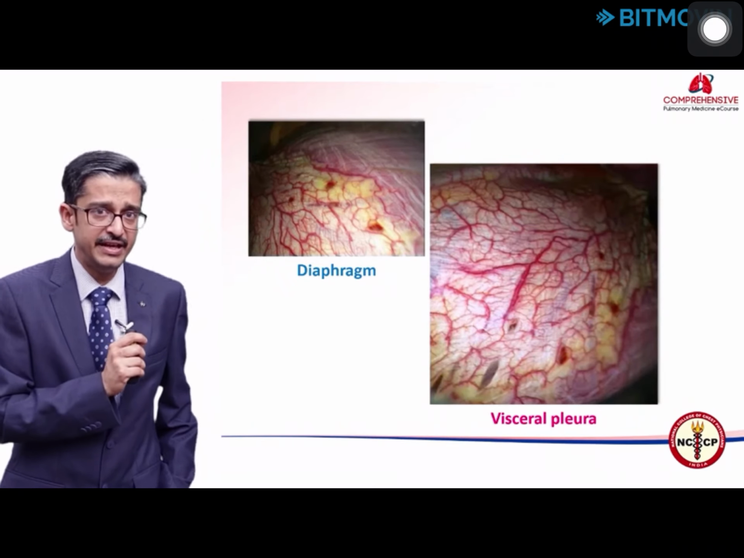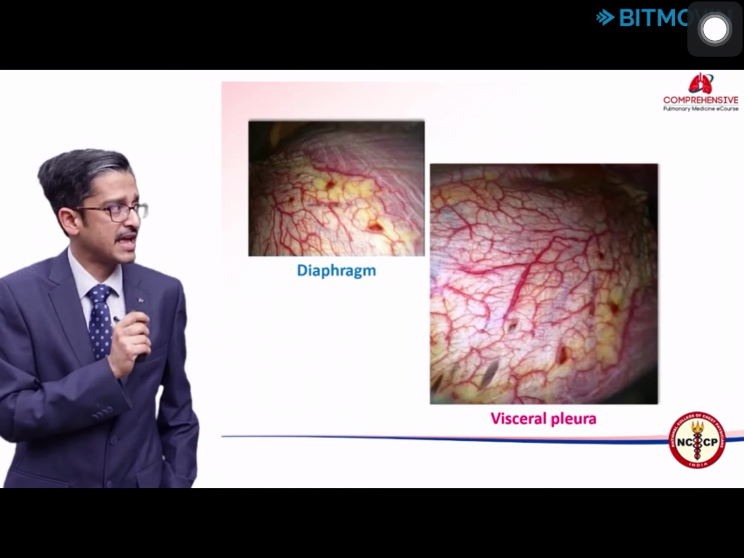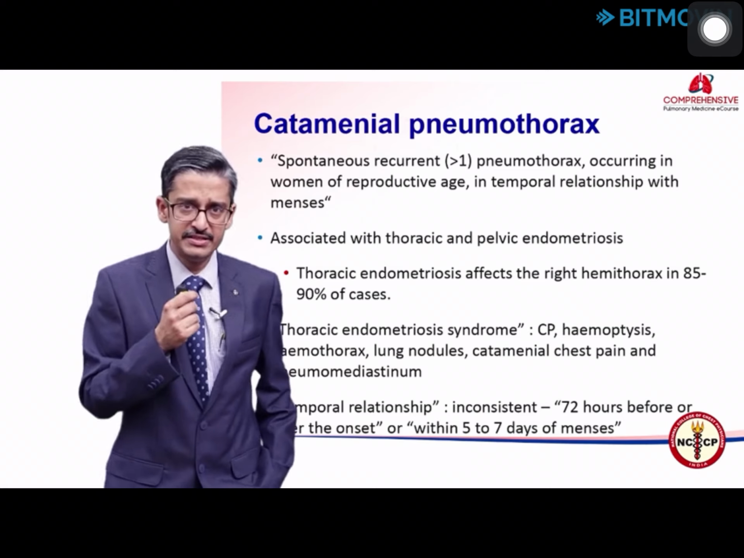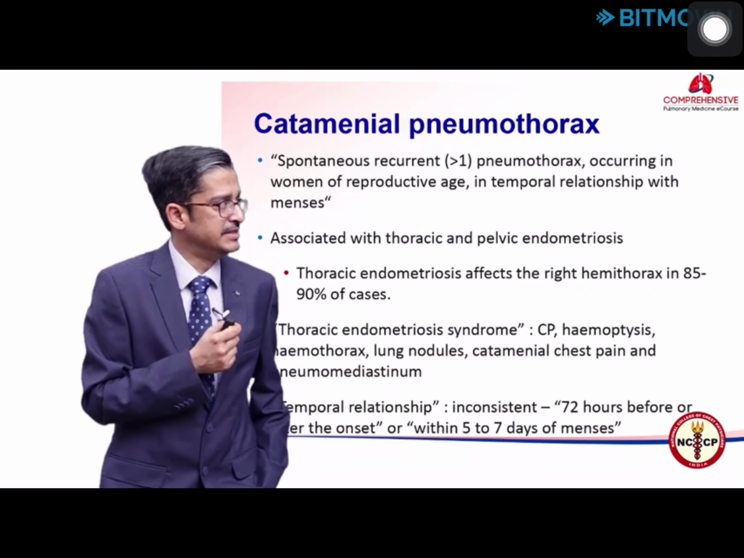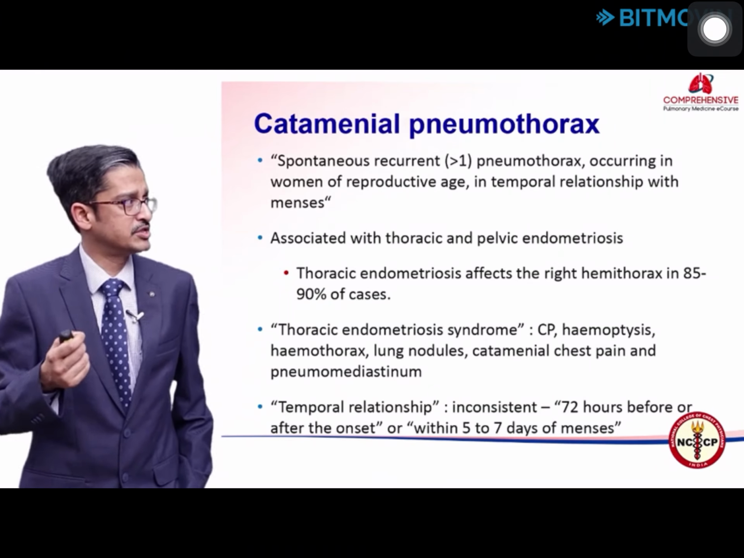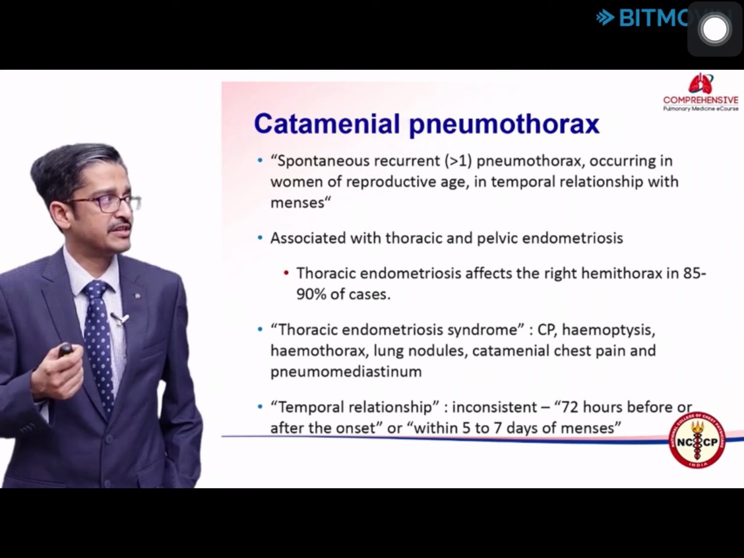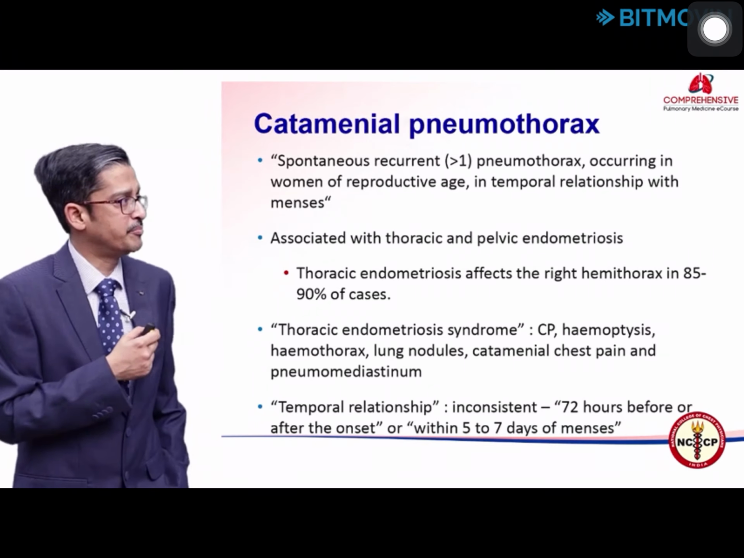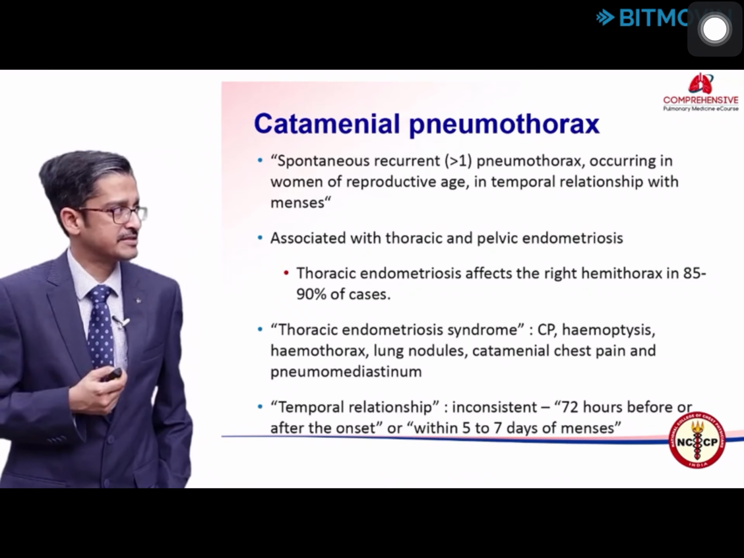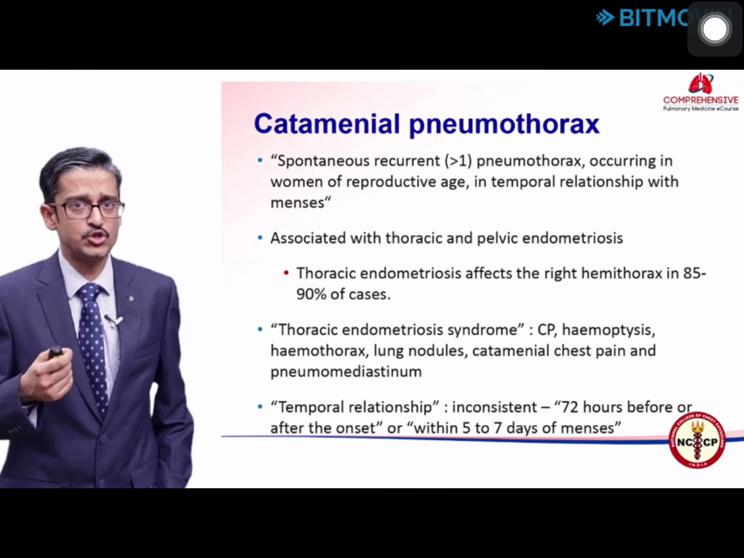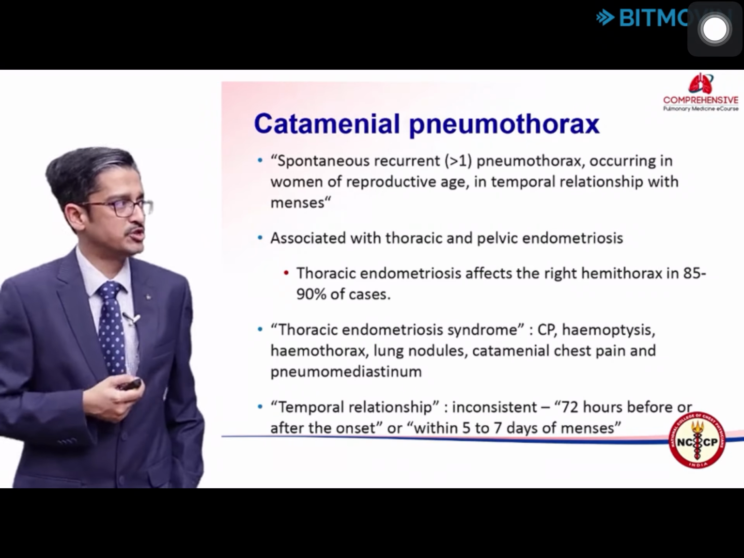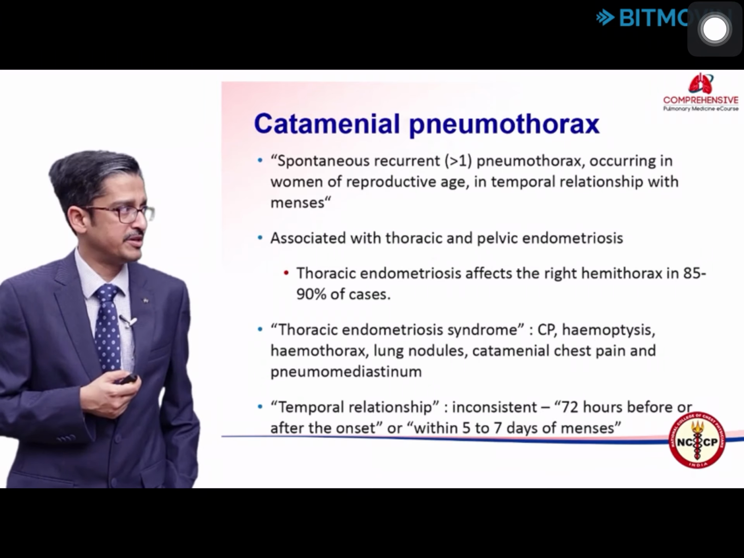And this is a lady who is having her periods at the time when she had a pneumothorax. So the disease that we are talking about here is catamenial pneumothorax. So this, as we said, occurs during menstruation, occurs during periods, it's spontaneous, it's recurrent, it occurs in women of the reproductive age, and like we said, in most cases would occur when she's having her periods. Most ladies would have this associated with thoracic and pelvic endometriosis. And you can see that's a vast majority of patients, about 90% of patients.